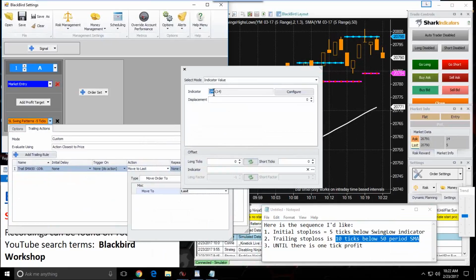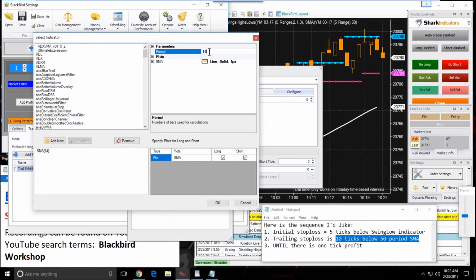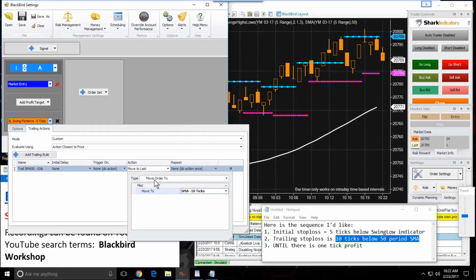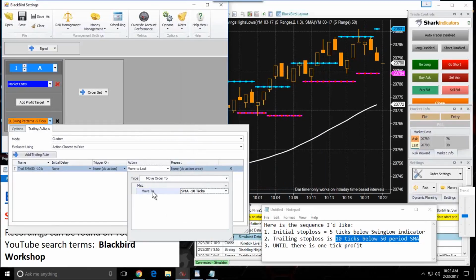We can see the SMA is our default indicator, but we need to change the period. Let's change that to a 50 period. There we go. And we want it 10 ticks below. So let's put in here our negative 10 ticks, like so. All right, that should do it. SMA 50, negative 10 ticks. So now we're going to move that stop loss to the SMA minus 10 ticks.